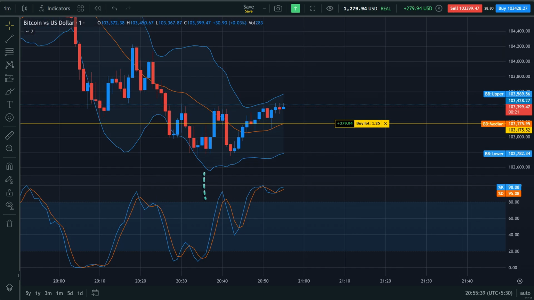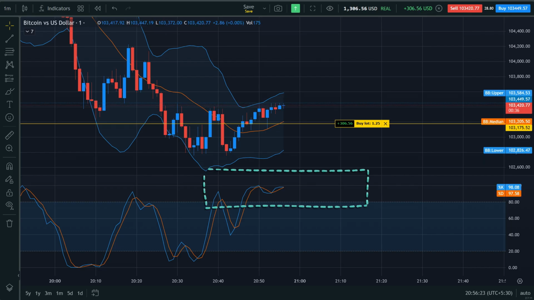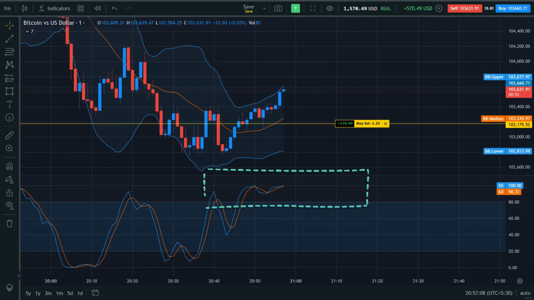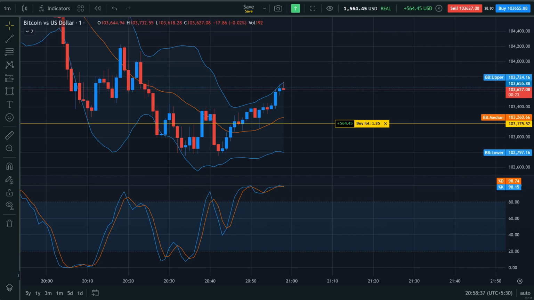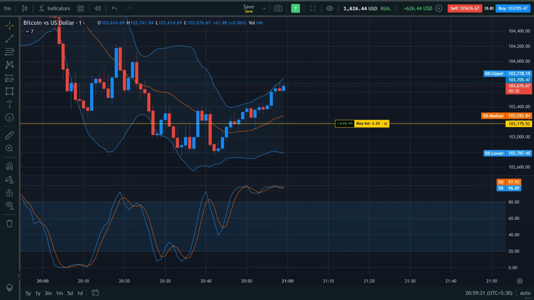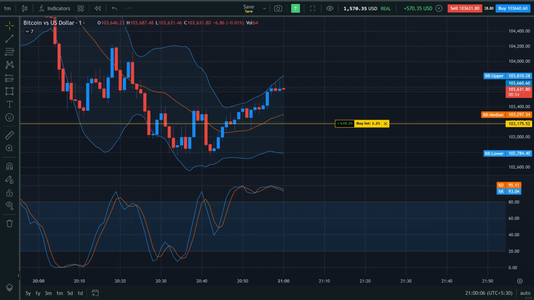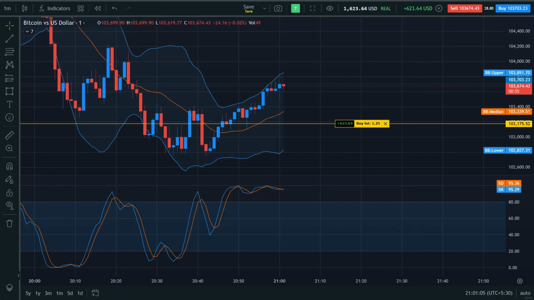Simultaneously, let's take a closer look at the Stochastic RSI. The indicator has climbed to the top of its range, which is another sign that the market might be overbought. This suggests that the bullish momentum could be losing steam, and there's a possibility of a reversal or at least a slowdown in the upward movement.